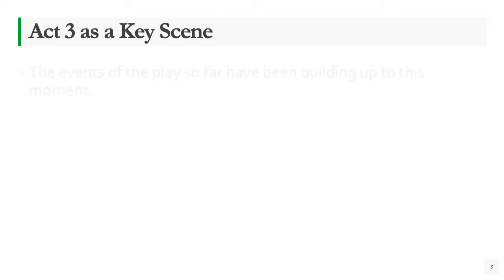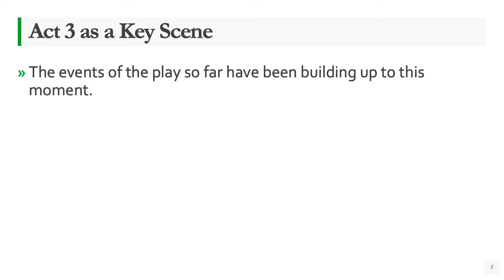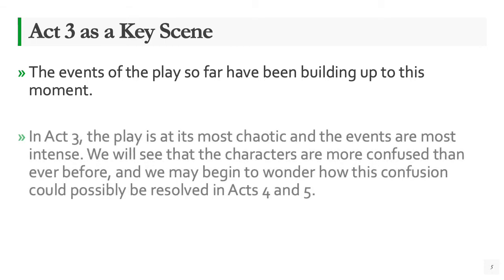Act 3 is a key scene. So now that we've reminded ourselves what happens in Acts 1 and 2, you'll know that the events of the play so far have been building up to this act. In Act 3, the play is at its most chaotic and the events are the most intense. We'll see that the characters are more confused than ever before, and we might even begin to wonder how all of this confusion could possibly be resolved in Acts 4 and 5.